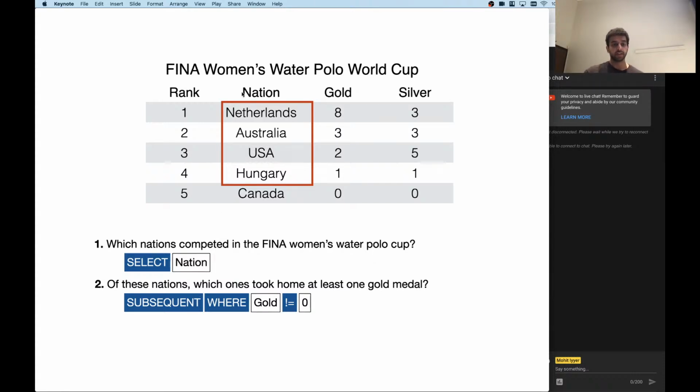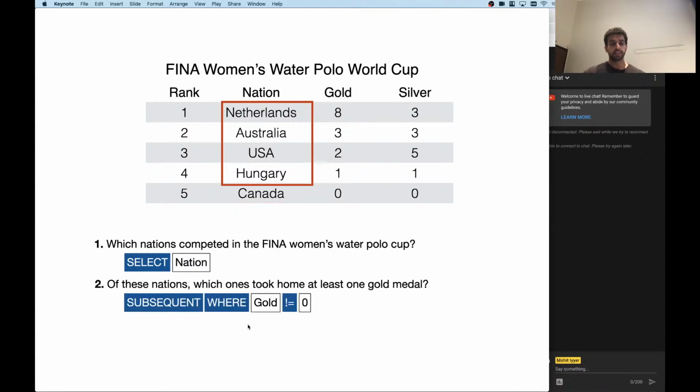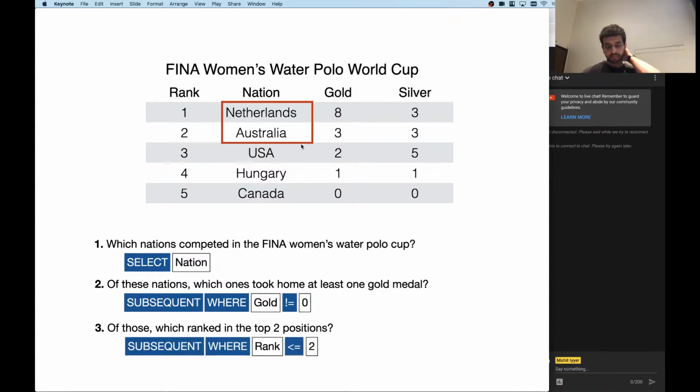So here you take all of these nations and you apply this condition to them, where gold is not equal to 0, or I guess this should be where gold is greater than or equal to 1, and you would get these 4 countries. And then you can further do some filtering on those. So you can have this big chain of questions, some of which might refer to previous questions, some of which might be completely different.